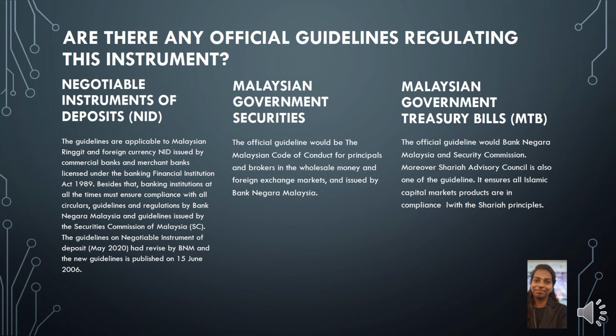It was also revised by BNM and the new guideline was published on 15 June 2006. For Malaysian Government Security, the guideline will be the Malaysian Code of Conduct for principals and brokers in the wholesale money and foreign exchange market, issued by Bank Negara Malaysia. The Malaysian Government Treasury Bills guideline will be from Bank Negara Malaysia and the Securities Commission.